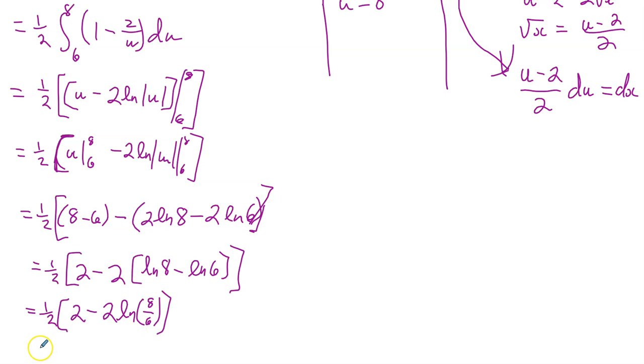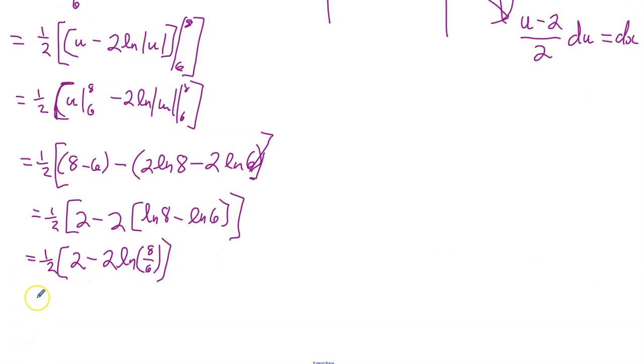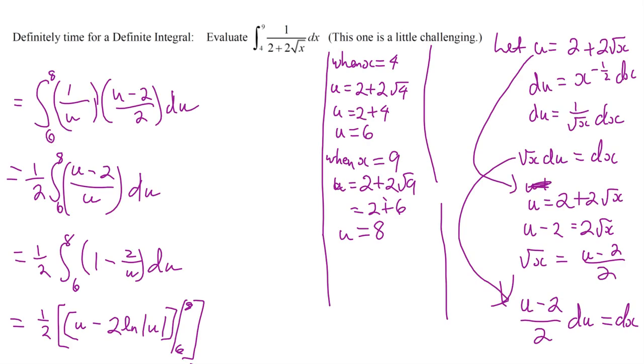And multiplying through by 1/2, we get 1 minus the ln of, and 8 over 6 is 4/3. So evaluated, we get 1 minus the ln of 4/3. I think that's it for part B. That is it for part B.